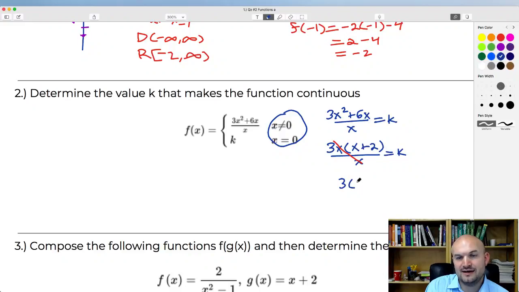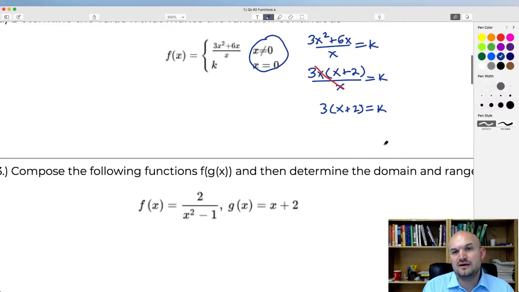So now I have 3 times x plus 2 equals k. So now to determine the value of k when x is equal to 0, I can just replace x with 0 and then solve for k. So I have 3 times 0 plus 2 equals k. Well, 0 plus 2 is 2. 2 times 3 is 6. So 6 is equal to k.